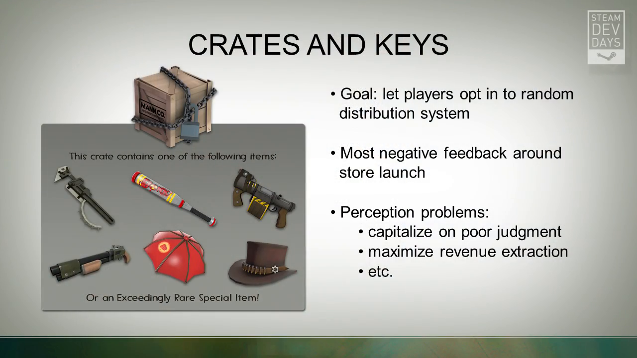OK, so now we're going to look at something that went a little less well when we launched it. When we launched the store for Team Fortress, we shipped it with a system that we called crates and keys. So crates are items that drop for free to every player that plays the game. Every crate contains a specific set of content. So you can see, for example, this crate contains one of these weapons or one of these hats, or a more special, more rare item.